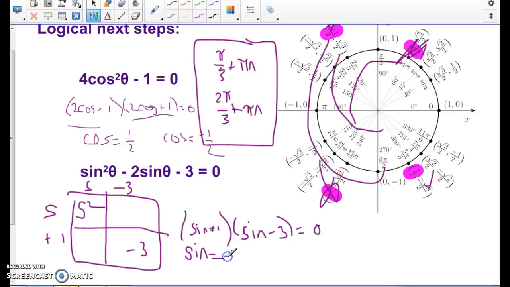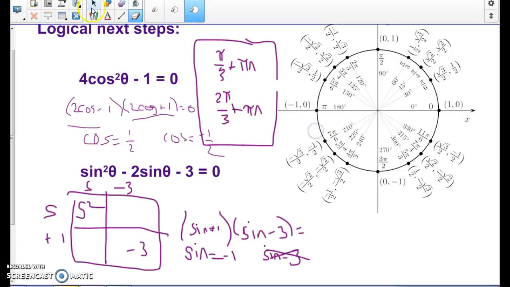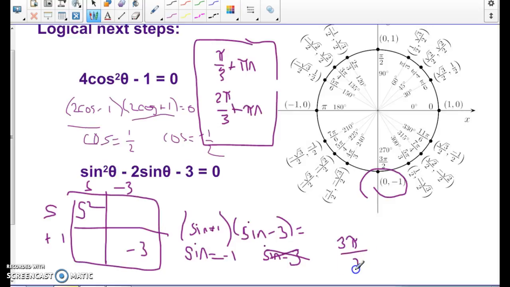And I also get sine is 3. Well, the sine is never 3 because sine values range between negative 1 and 1. So I will not get an answer from this, but I will find where sine is negative 1. Sine is negative 1 here, and that's the only location. So my answer would be 3 pi over 2 plus 2 pi n. So let's go a full circle to repeat.